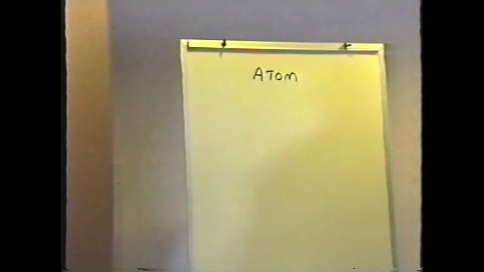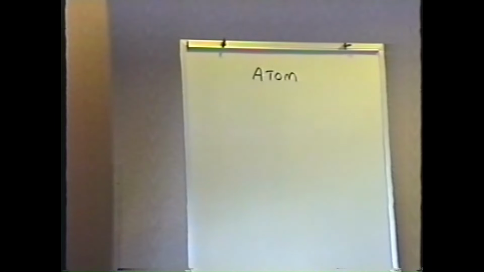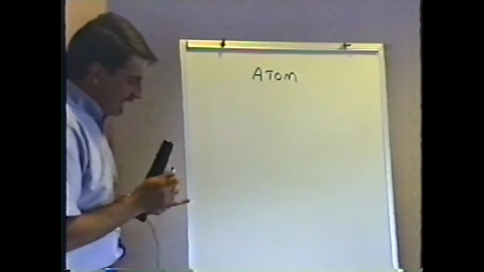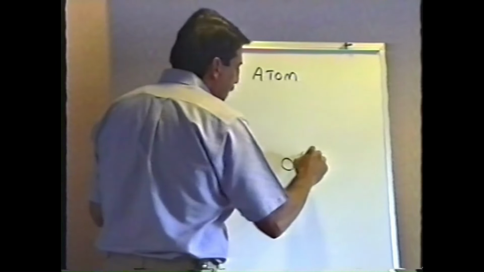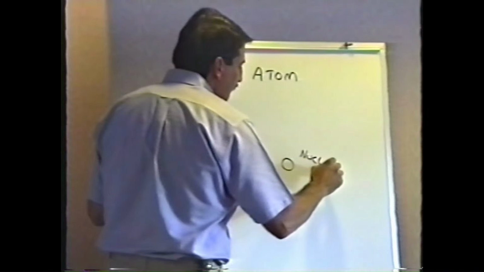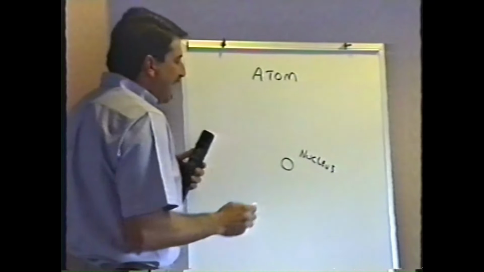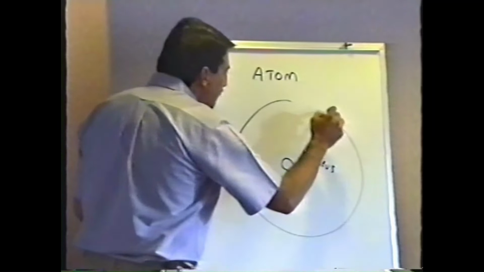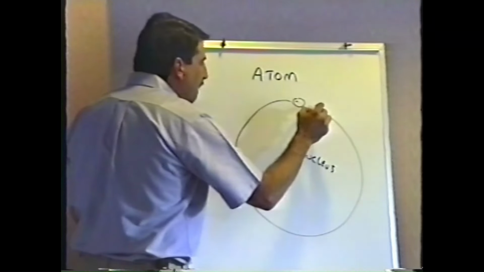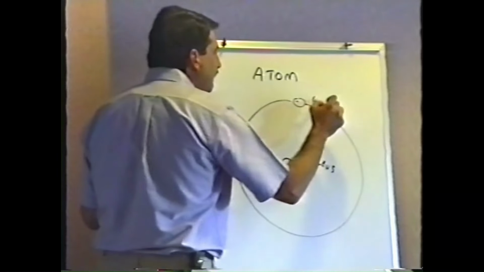And there are a couple of different parts to the atom, different pieces to the atom. In the center of the atom, there's something called the nucleus, N-U-C-L-E-U-S, the nucleus. And then in orbit around the atom, there's this teeny-weeny little subatomic particle called an electron.